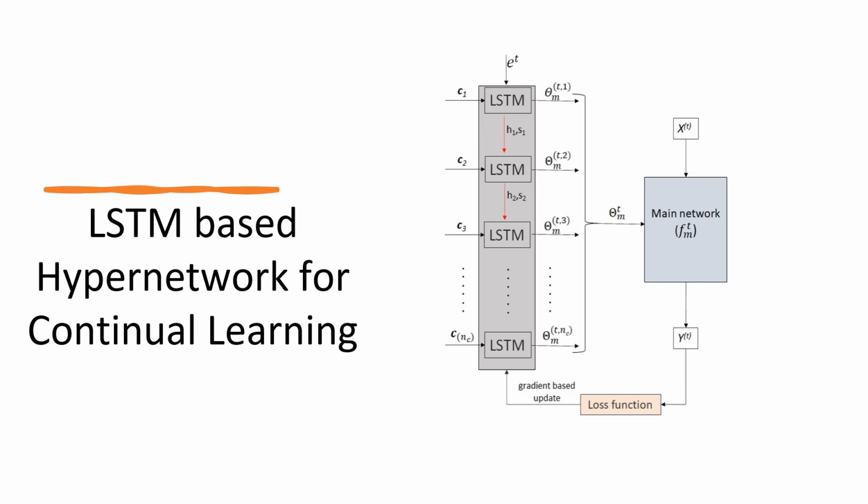The LSTM based hypernetwork takes task specific embedding ET and chunk embedding as input to generate the chunk. While generating the next chunk, it uses the hidden state and cell state of the previous chunk to maintain dependencies across the chunks. All the generated chunks combine together to get the target network parameters, and those are used by the target network to map from input to the output.